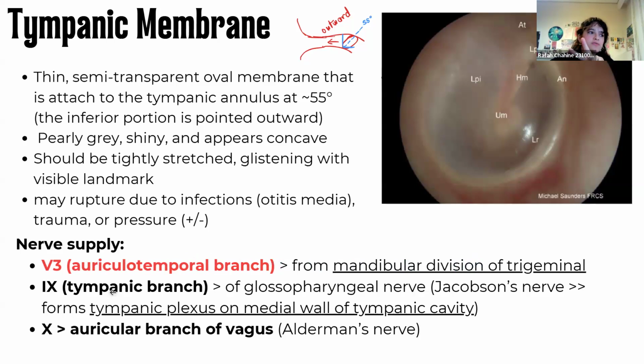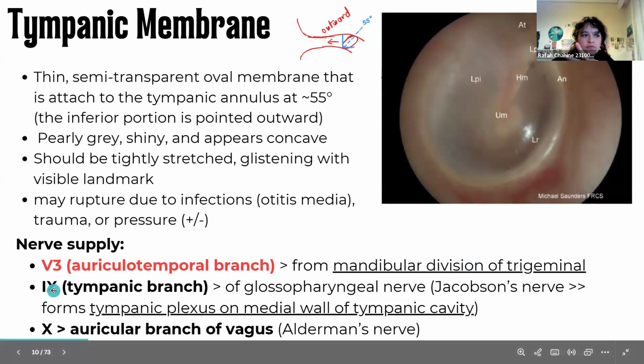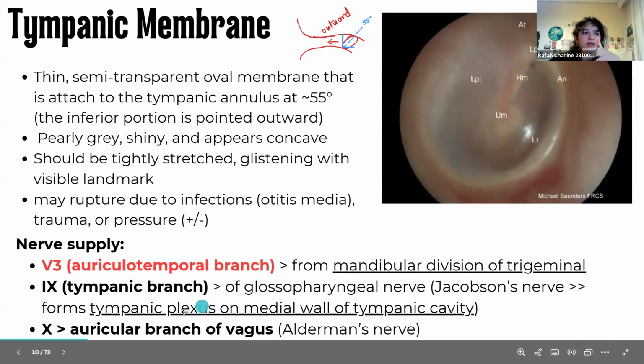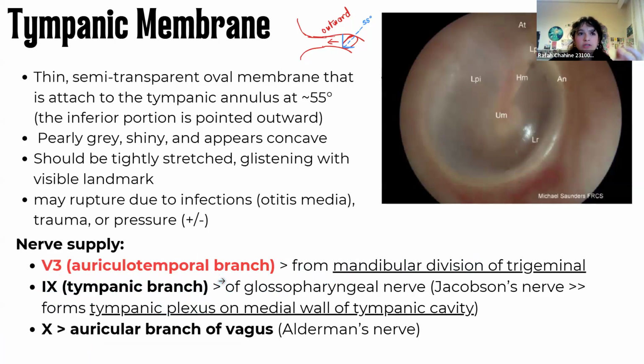The second nerve supply is from the glossopharyngeal nerve. We have the tympanic branch. Glossopharyngeal nerve, also known as Jacobson's nerve, that will form the tympanic plexus, and that tympanic plexus is coming from the tympanic branch of that nerve. The tympanic plexus, which is something that you need to know, is on the medial side. So it is not on the surface of the tympanic membrane. No, it is towards the bony side where we have the smallest bones. That's where the tympanic plexus is.